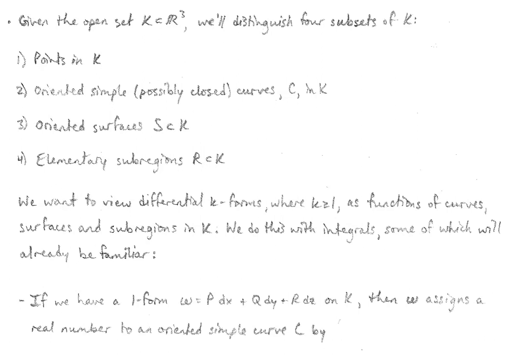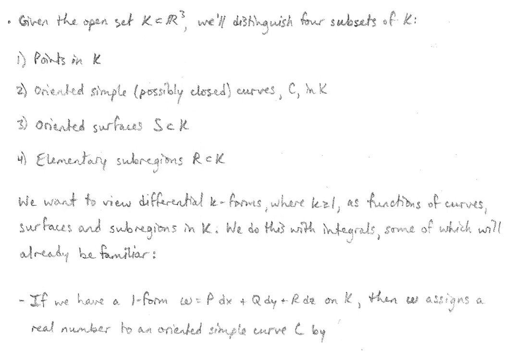Now, we've talked about differential 0 forms, 1 forms, 2 forms, and 3 forms. What we really want to do is get these involved and think of these as functions of these 4 different subsets: points, simple curves, oriented surfaces, and elementary subregions.